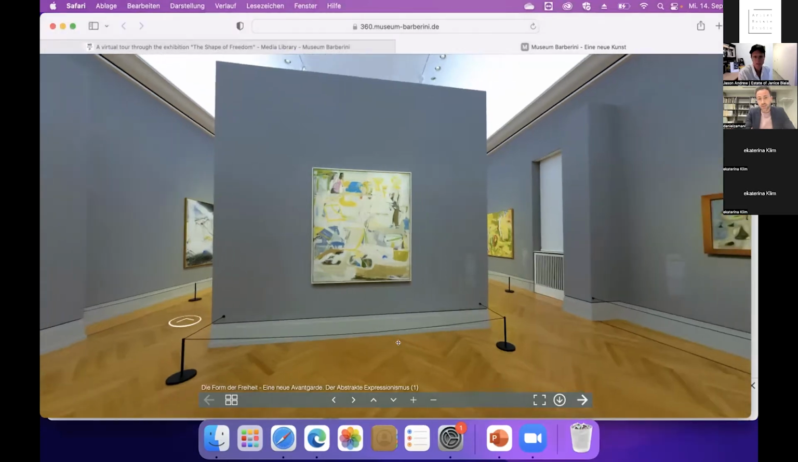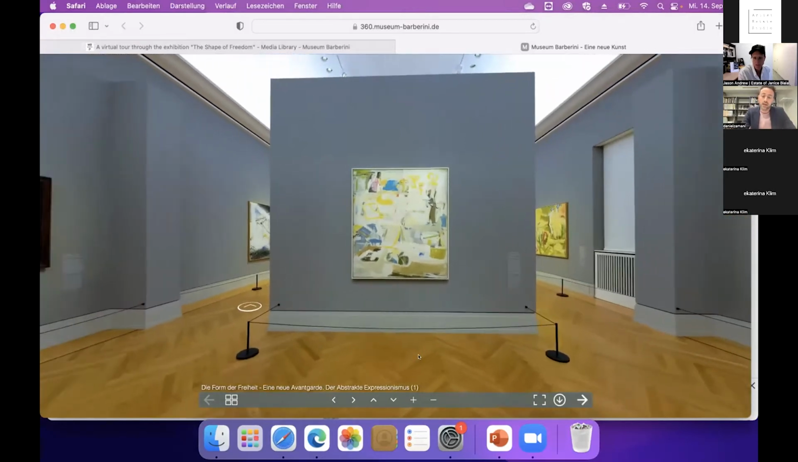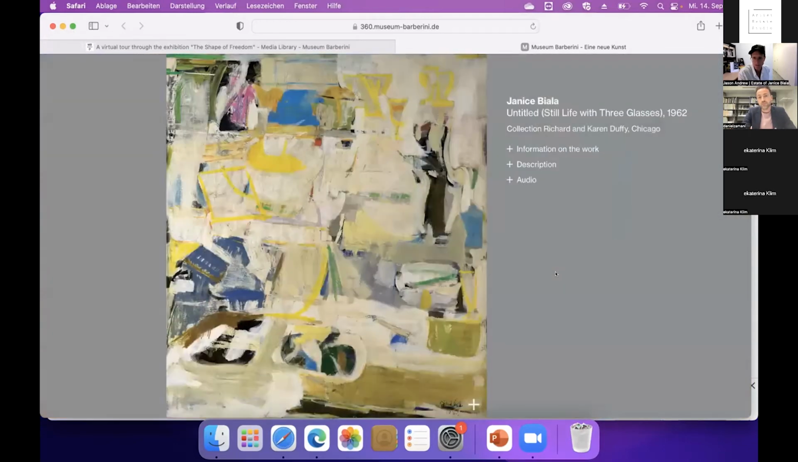So this is the very first room when you enter the exhibition at the Barberini. And we actually decided to have this work here by Janice Biala as a kind of, I think, wonderful opener. It's called Untitled, but it has a subtitle, Still Life with Three Glasses, painted in 1962. And I think quite a lot of the themes that the show investigates run through the work.